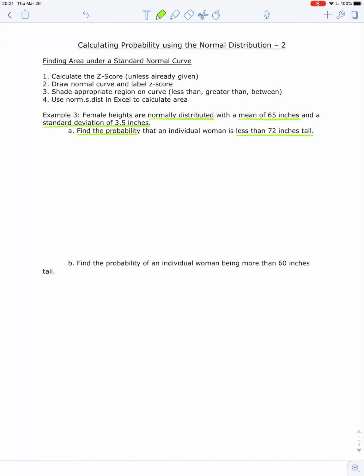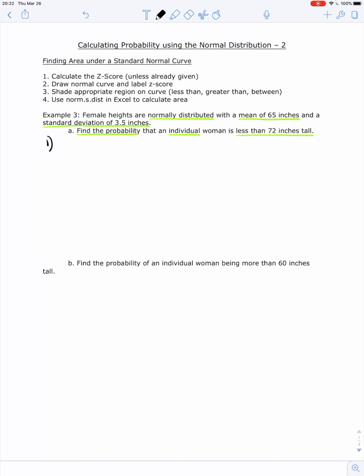Find the probability, because later we're going to work backwards. We're going to be given a probability and asked to find the person's height. So we need to recognize, am I finding a probability or am I finding a height? And the last important thing here is that we're looking at an individual height. We're not looking at a sample of heights. We're looking at a single height. And again, that's going to become very important later on. So that's all the important stuff. So I'm going to go ahead and start this 4-step process.